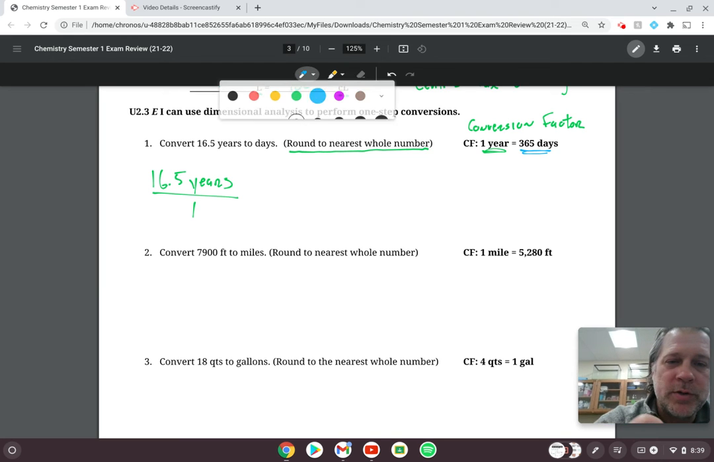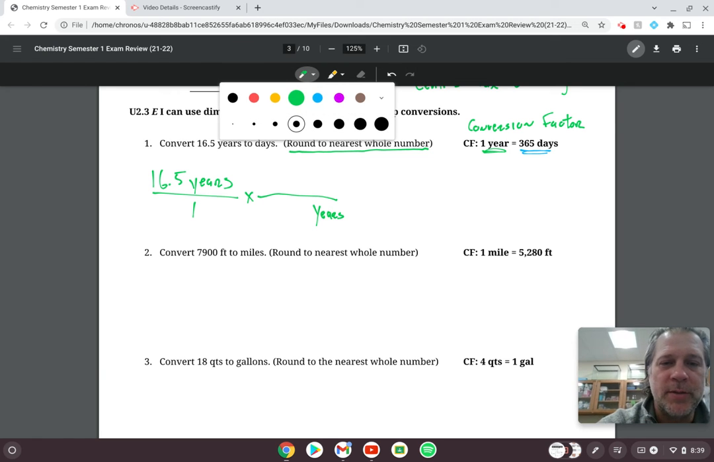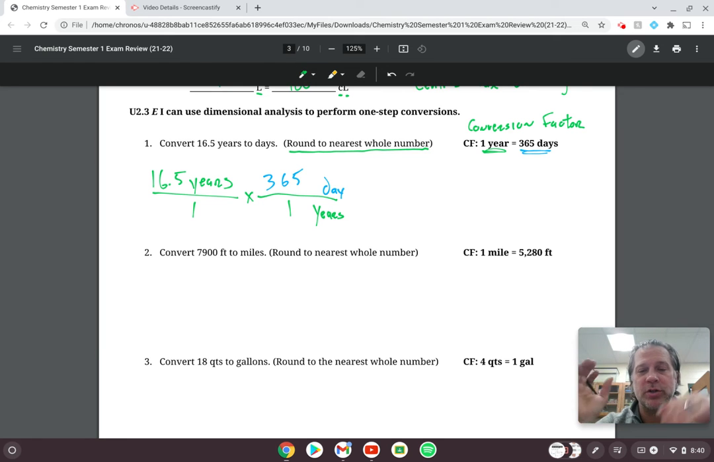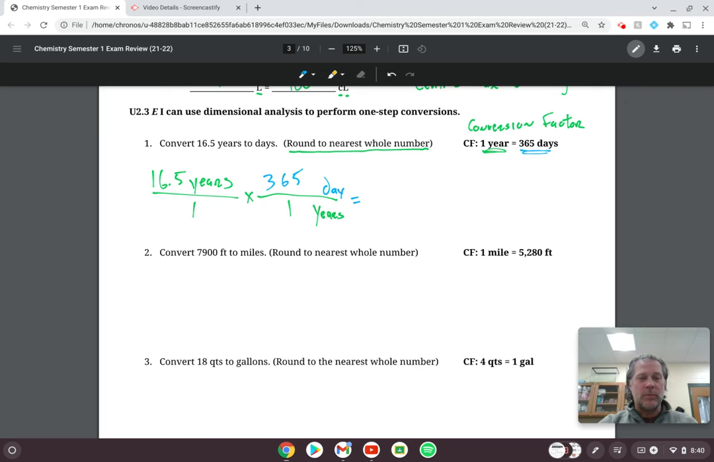When we do these problems, we always set them up so that the units cancel out. If I have years on top, I want to put years on the bottom, so that cancels out. Because I'm looking for the unit of days, I'm going to put that on the top. Now I'm going to fill in my values. Here I have 365 days is equal to 1 year, because that's what a conversion factor is: the relationship between two different units that are the same value. Now I'm going to plug these values into my calculator.